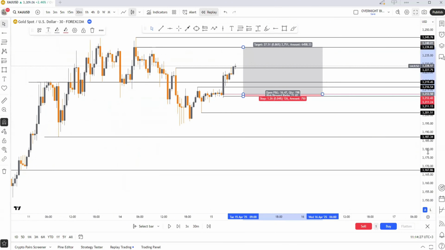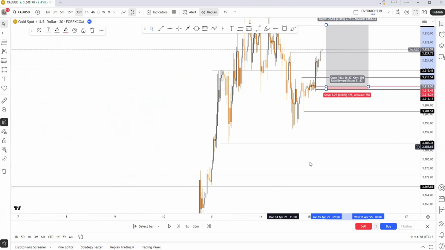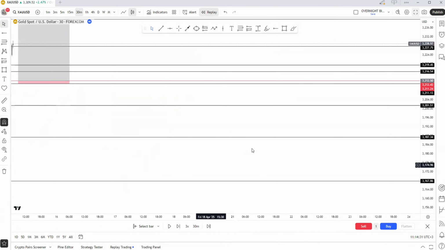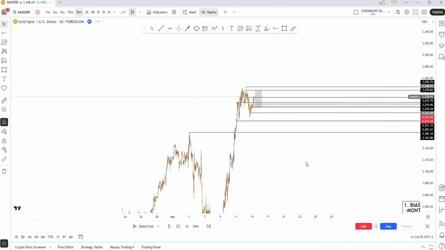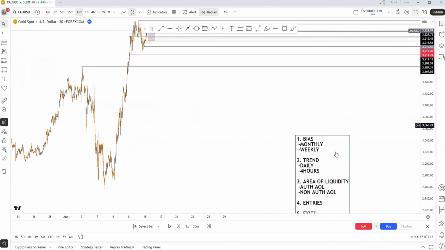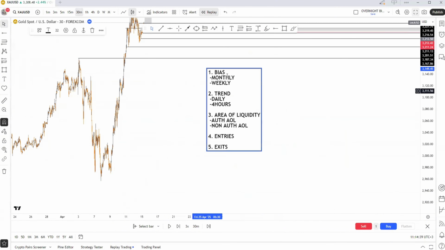So you have seen already, let me mark here. Let me do this. We have the bias bullish, trend bullish, area of liquidity bullish as well. It's a non-authenticated, which means we are trading non-authenticated. We have the entry, we have the exits, and we are good to go.